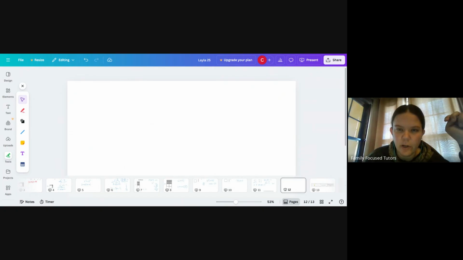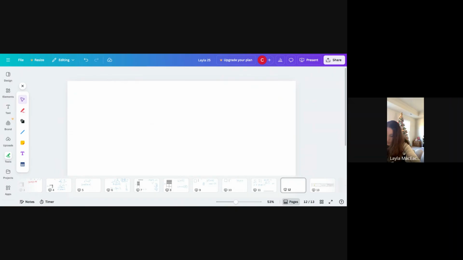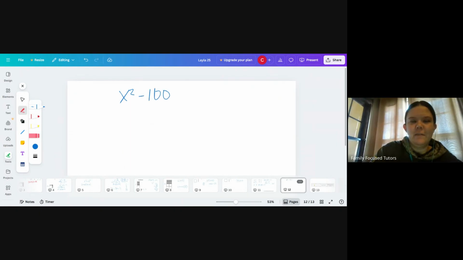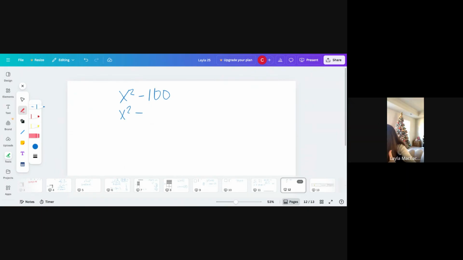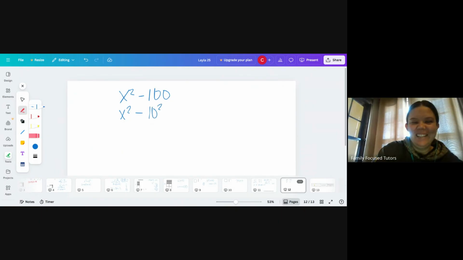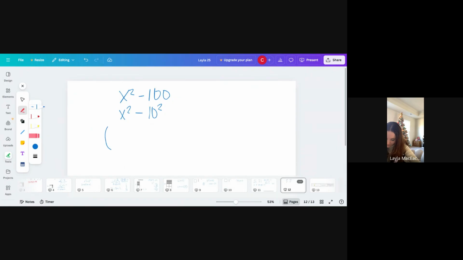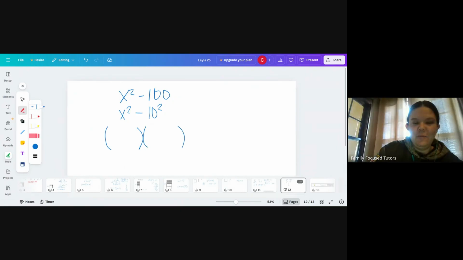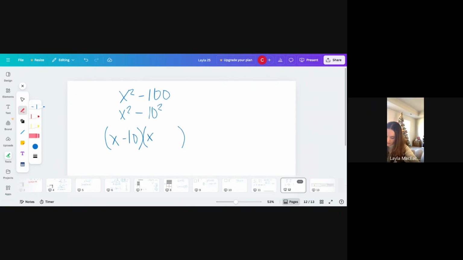So for number 5, we have x squared minus 100, which is actually x squared minus 50 to the second power. Try that one again. 50 times 50 is not 100. 50 plus 50 is 100. I caught it. Wait, hold on. This is incorrect. It's 10. Yes, there you go. And then what are your two factors? X minus 10 and x plus 10. Great job.